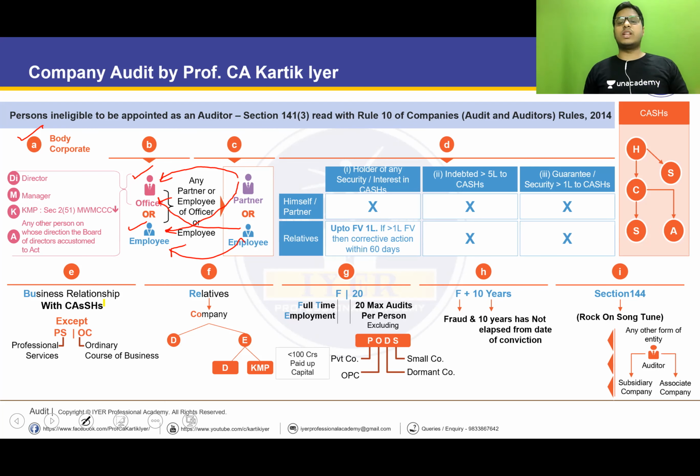After that, we go to clause number D. Now let's see what clause D says. Clause D, very easy. What it says is holder of any security or interest in cash S. If a person is holding any security or interest in cash S, then that person cannot be the auditor. But they have not only said about himself, they have also said about the partner and relative. Now, himself or partner, they are saying, so neither me nor my partner should hold any security or interest in cash S. What do you understand by cash S?